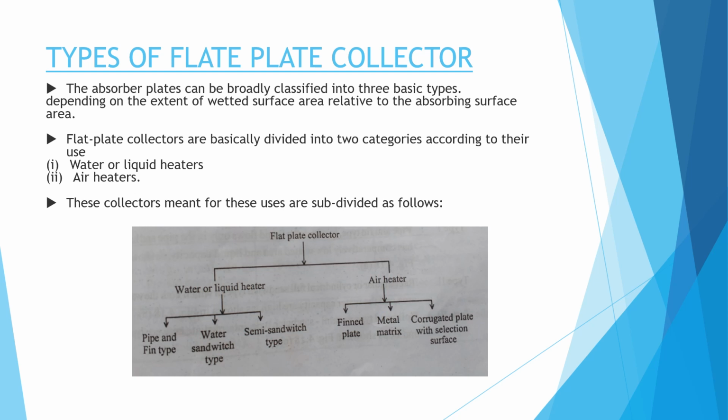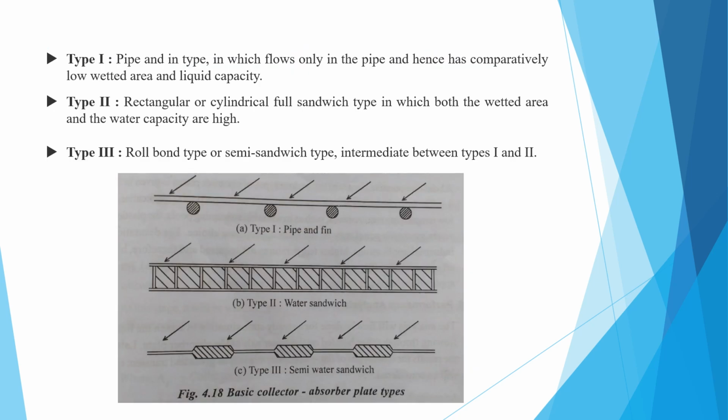Water heater is further divided into pipe and fin type, water sandwich type, semi sandwich type. Air heater is further divided into fin plate, metal matrix, corrugated plate with selective surface. So there are absorber plate types. There are three types, that is type 1, type 2 and type 3.